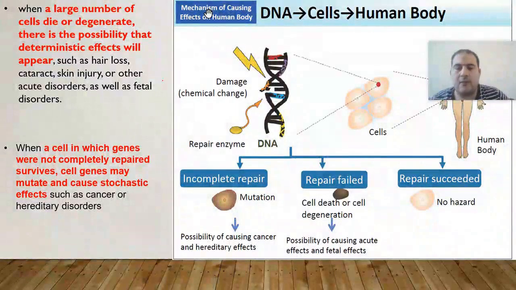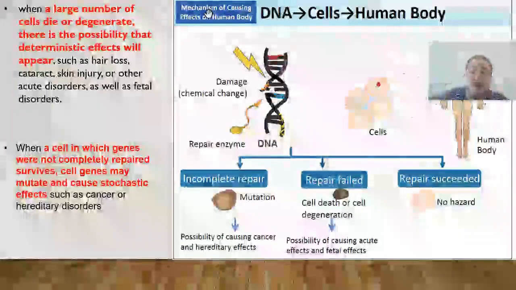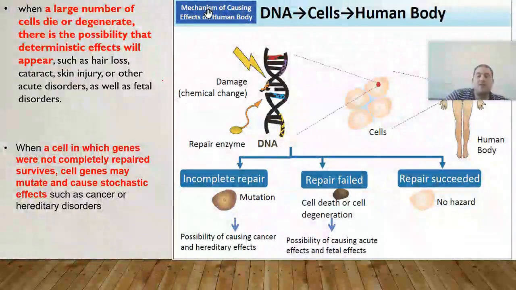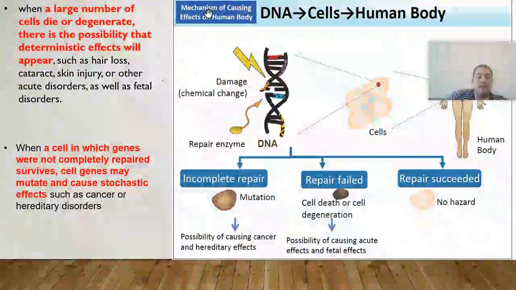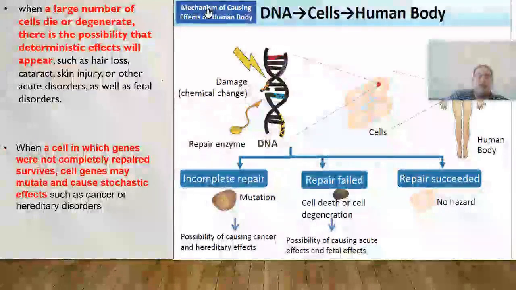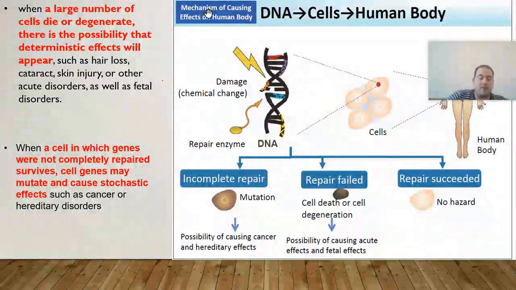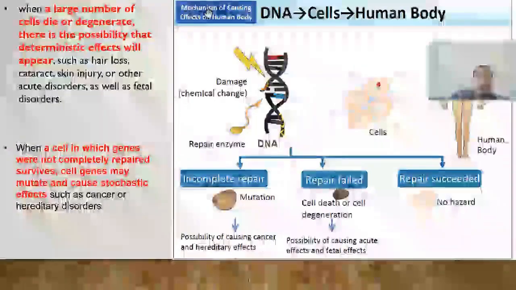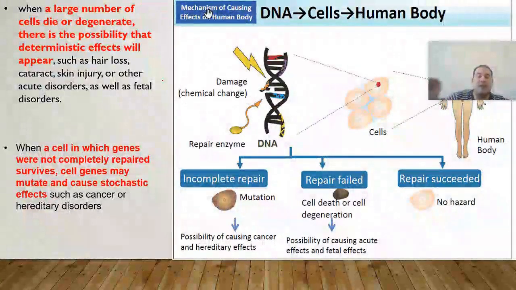As a result, if the dose is very high, it is very likely that your repair mechanism will fail, leading to cell death or cell degeneration. What happens next are acute effects or fatal effects. These are the ideas related to the body and the physical concepts. Due to the failure of repair, this falls under the deterministic effect.